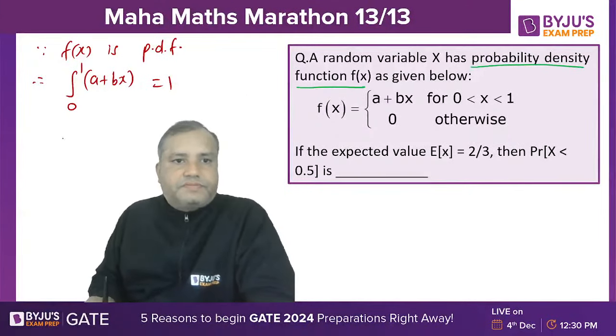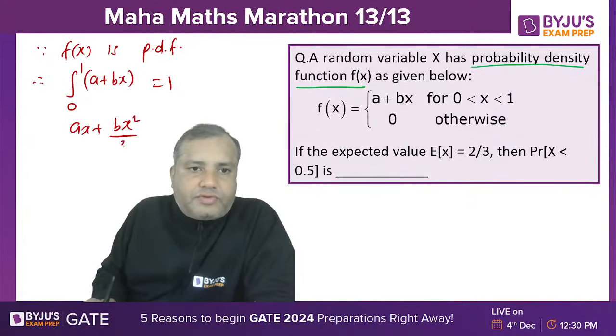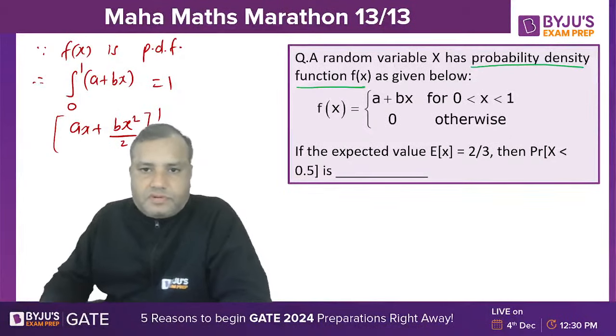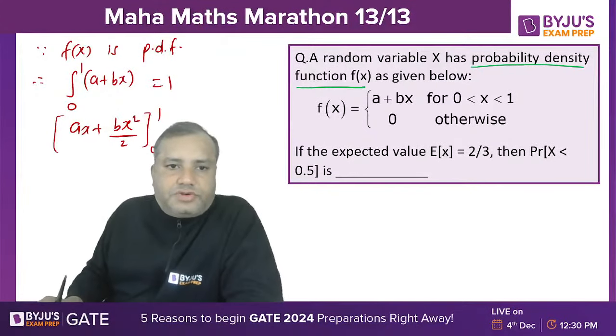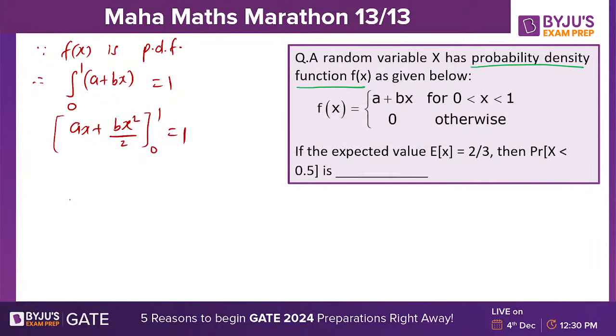So what? ax, then bx square by 2. Limits are 0 to 1. Should be 1. Apply the limits. a into 1 is a, then b by 2. Lower limits are 0. So 2a plus b equal to 2. This is one equation.